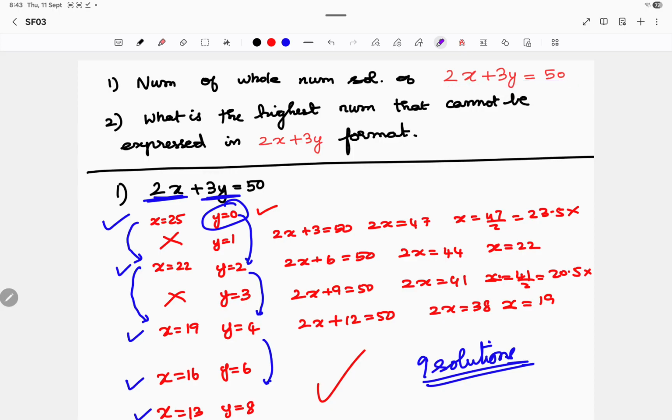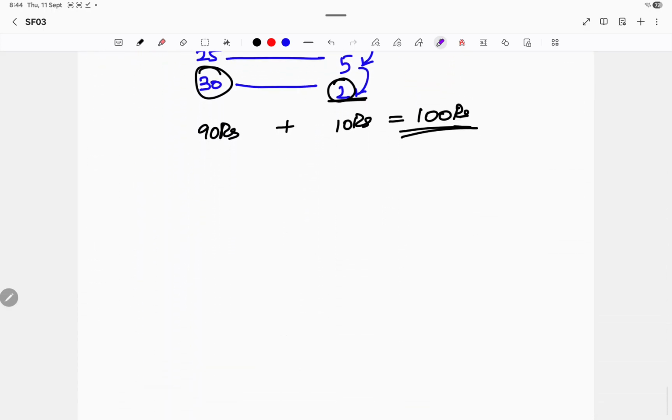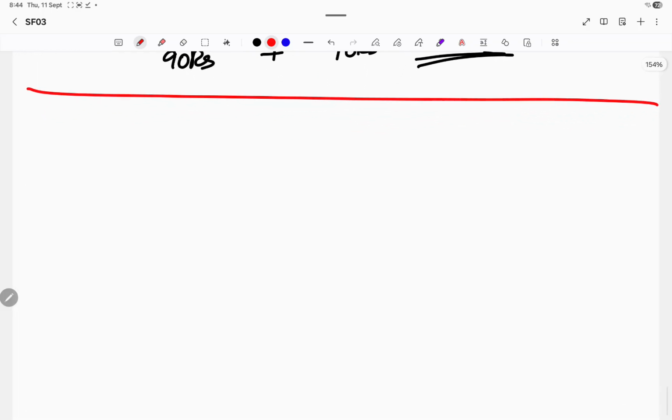How can I go and solve? Now the question is, can every number, 50, 49, 48, all these numbers, be expressed in 2x plus 3y format, or are there numbers that cannot be expressed in 2x plus 3y format? And if so, what is the highest number that cannot be expressed in 2x plus 3y format or any number format?